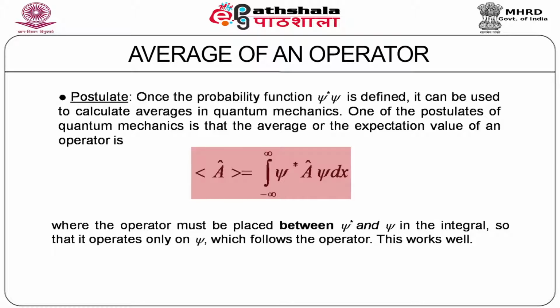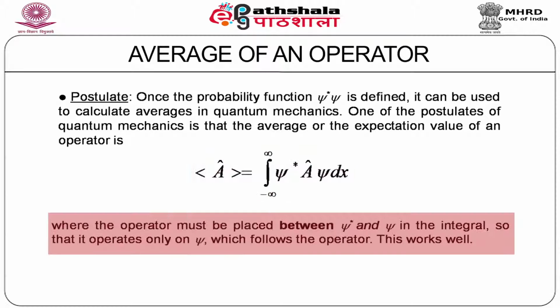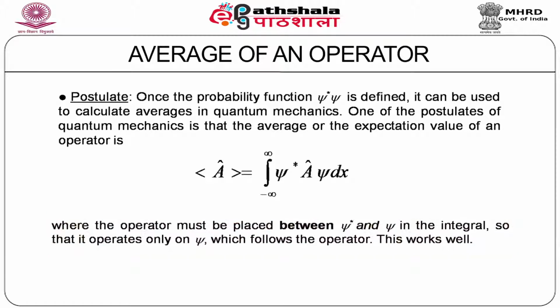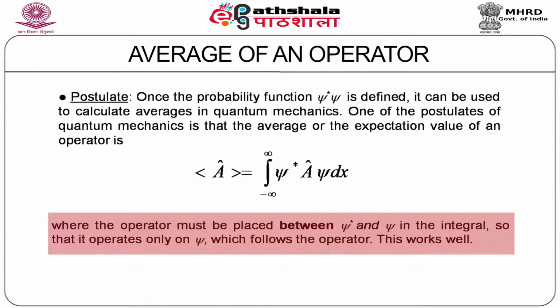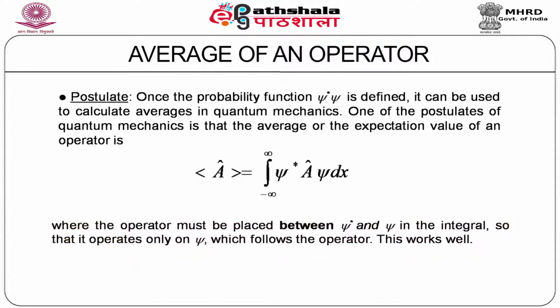As I said, A is an operator, so it matters a lot whether you write A in the beginning, in which case the operator will operate on both psi star and psi, or in the middle, where it operates only on psi. So the postulate of quantum mechanics says that this operator A has to be written in between psi star and psi. That is what I have said: the operator must be placed between psi star and psi in general, so that it operates only on psi, which follows the operator. Now, the only justification for writing this is that it works well.